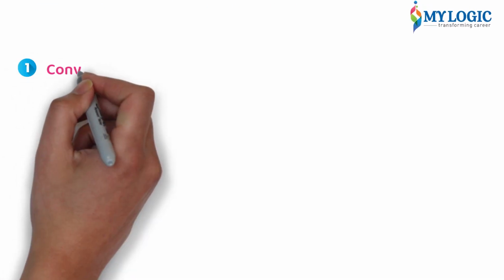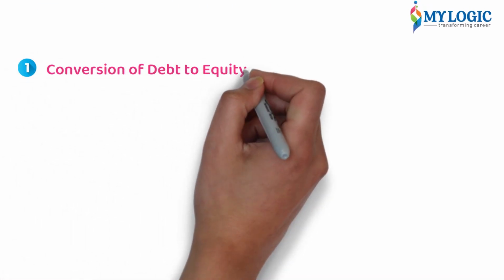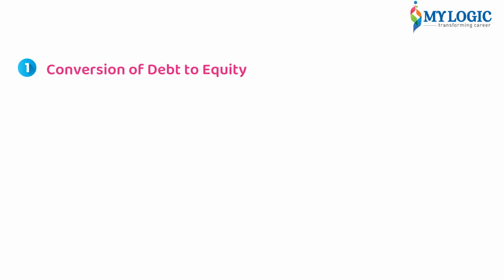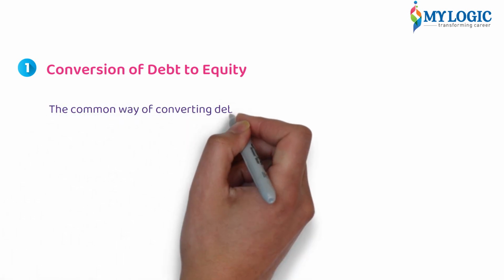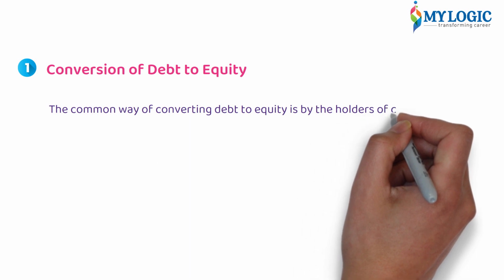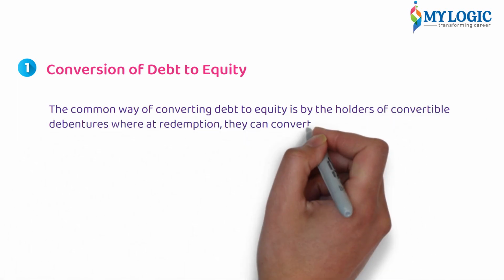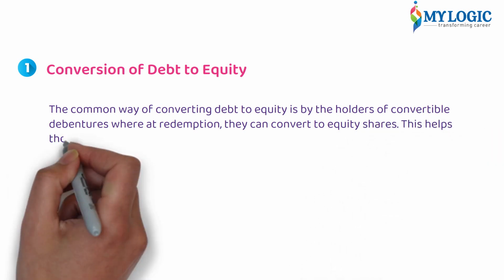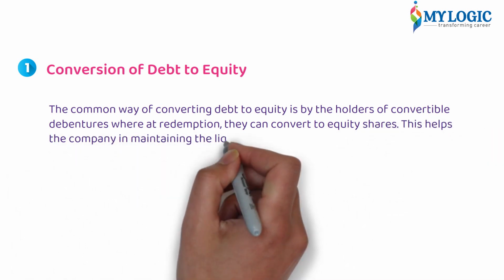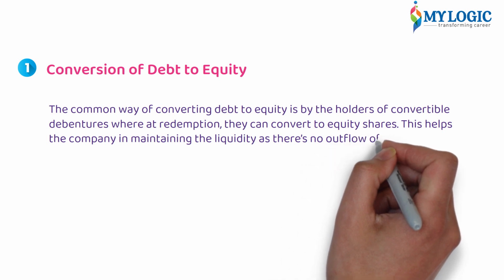Number 1. Conversion of debt to equity. The common way of converting debt to equity is by the holders of convertible debentures, where at redemption, they can convert to equity shares. This helps the company in maintaining the liquidity as there's no outflow of money.